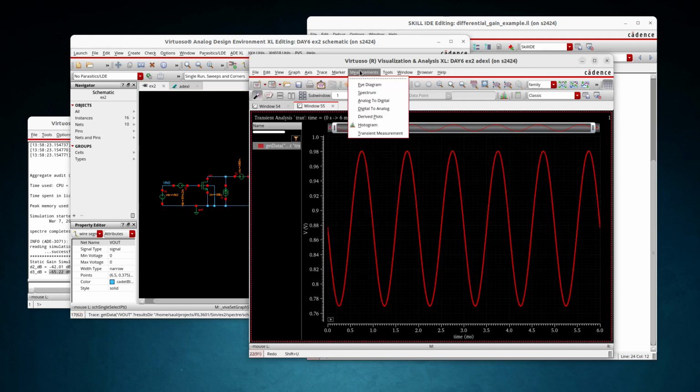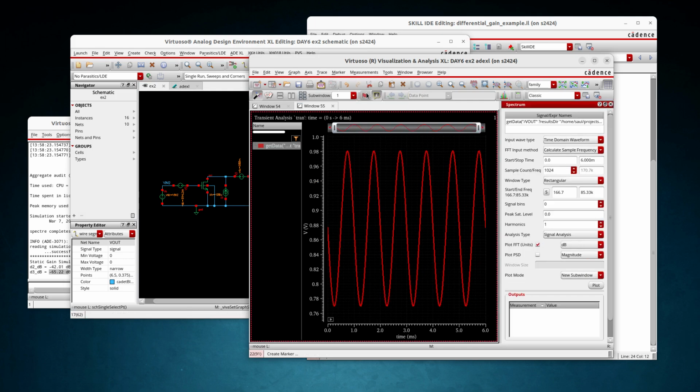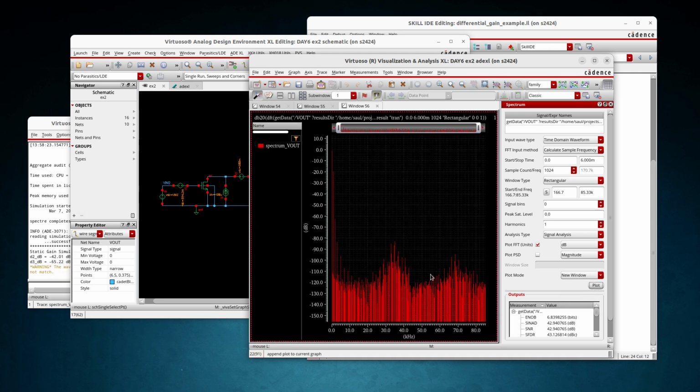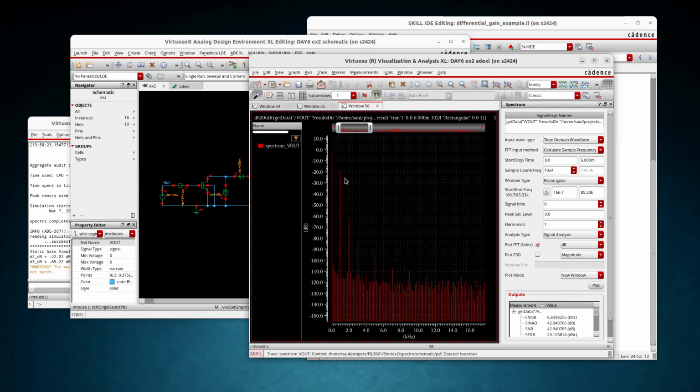And then let's take a look at what the nonlinearity is. So we can go to measurement, we go to spectrum, and we're going to leave all the parameters exactly as they are, and then we put the spectrum in a new window. So we plot it here. Let's measure the main harmonics. So we take a marker at the fundamental, we take a marker at the second order distortion located at 2 kilohertz, and then we can use a delta marker.